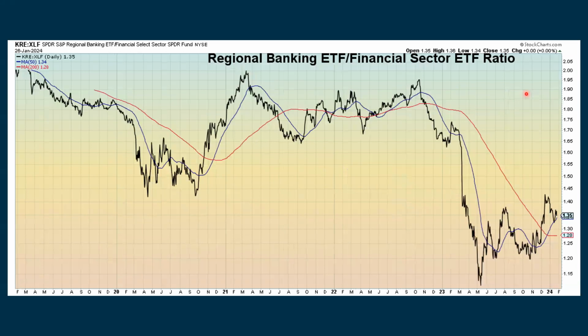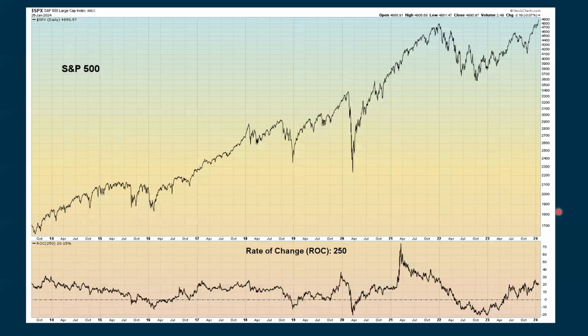Here is the regional banking ETF, and then we do a ratio with the financial sector where the regional banks are showing some improvement. We came back down to the 50-period moving average, and we've been bouncing back up since that time. Then some rate of change charts.